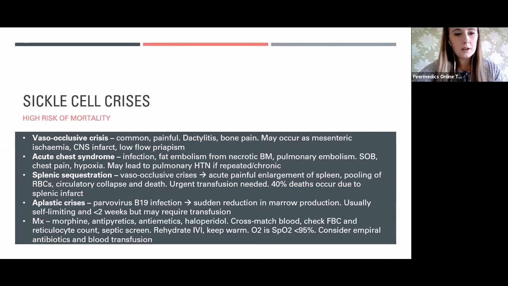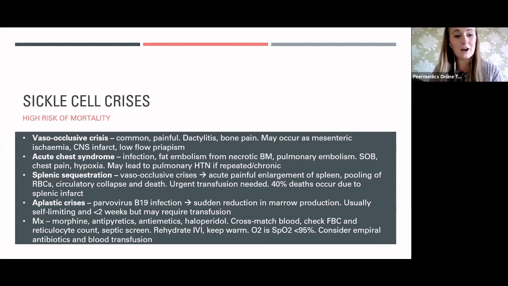You can get splenic sequestration, so they can get the vaso-occlusive crises occurring in the spleen, where they get this really painful splenic enlargement. The red blood cells pool there, and it can lead to massive circulatory collapse, and they very urgently need to get admitted and transfused. A lot of deaths can occur this way, sadly, because it's quite a sudden, quick thing.